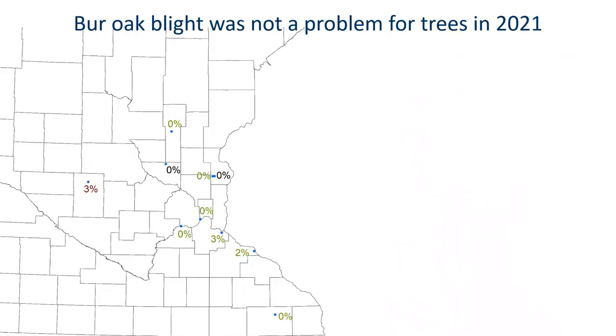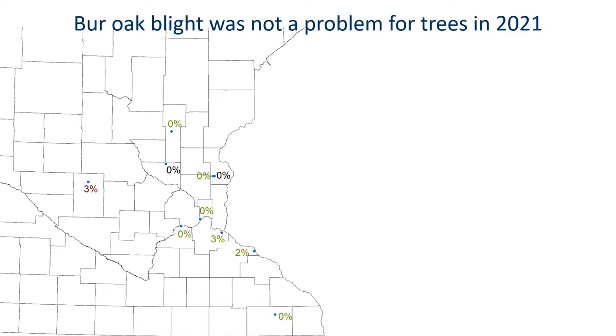Bur oak blight, not surprisingly, was not a problem. All these in 2021, all these percentages represent surveys of a bunch of bur oaks at those points where we mark them as defoliated if they are missing due to bur oak blight 50% or more of their crown. And as you can see, in most of Minnesota, they're 0%.